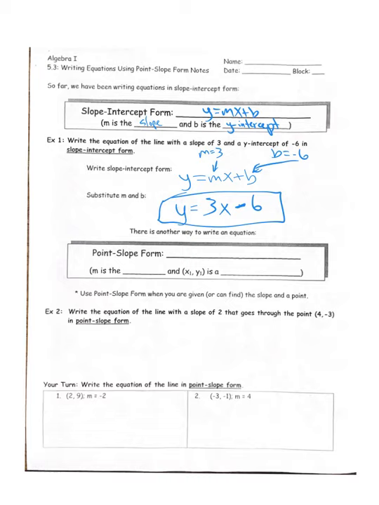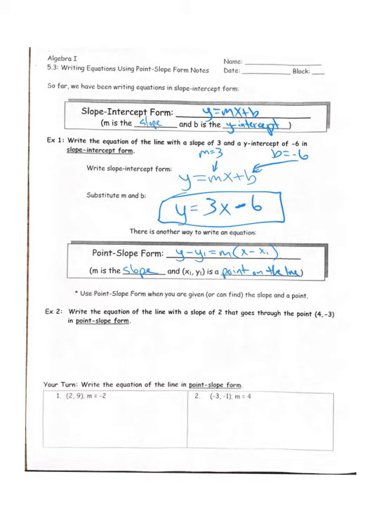Another way we talked about to write an equation is our point-slope form. This is where we have y minus y1 is equal to slope m times, in parentheses, x minus x1. And m, once again, is the variable that represents your slope, and x1, y1 is a point on the line. So this is a point that is on the line, and m is your slope.